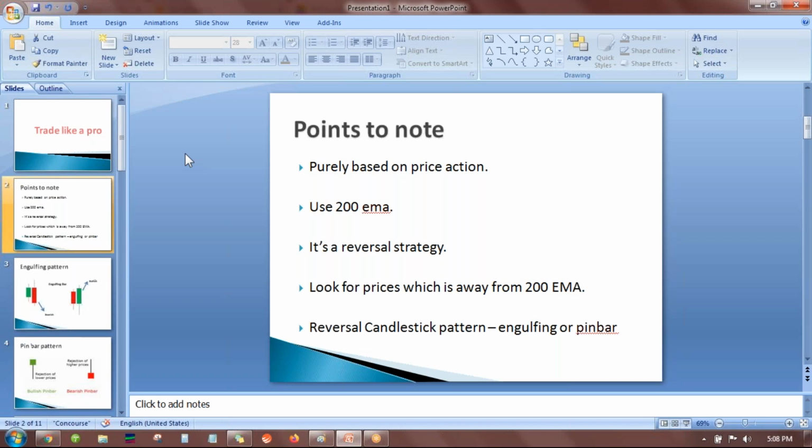It's a reversal strategy, as I have already discussed with you. Look for price which is away from the 200 EMA. Whenever the price is away from the 200 exponential moving average, that would be a point for us to take a trade. We just need two reversal candlestick patterns to take a trade: the engulfing candle and the pin bar candle. I will talk about this later.